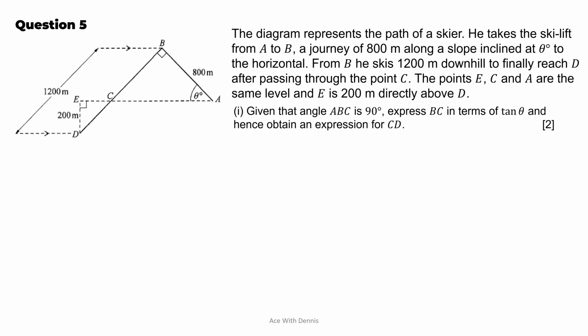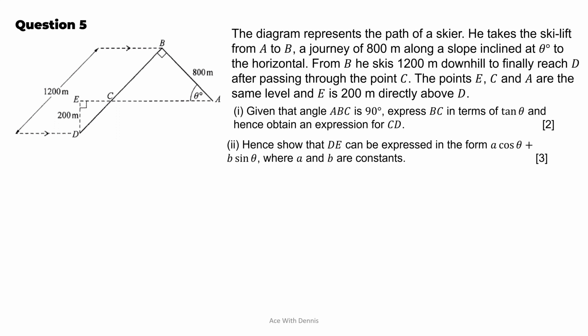1. Given that angle ABC is 90 degrees, express BC in terms of tangent theta and hence obtain an expression for CD. 2 marks. 2. Hence, show that DE can be expressed in the form A cosine theta plus B sine theta, where A and B are constants. 3 marks. 3. By expressing DE in the form R cosine (theta plus alpha), find the value of theta. 5 marks.